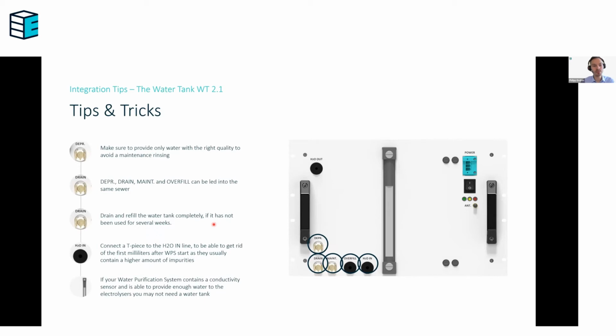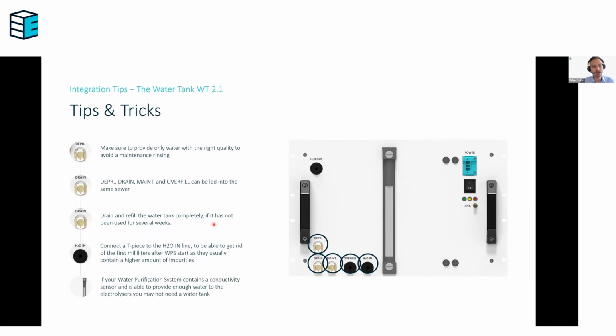Drain and refill the water tank completely if it has not been used for several weeks. The water inside the tank should be kept circulating. If you're producing hydrogen and using your water tank regularly, that's totally fine. But if you are not using your water tank for several weeks, because you're building up a new hydrogen site or changing your setup whatsoever, then just drain the water tank, because the water inside will not get better with time.